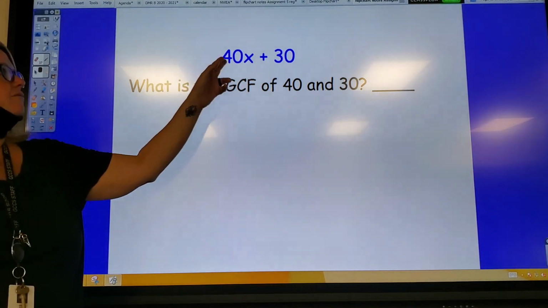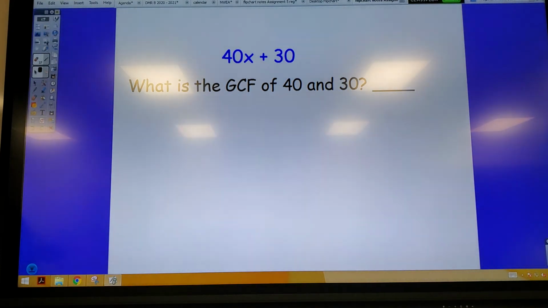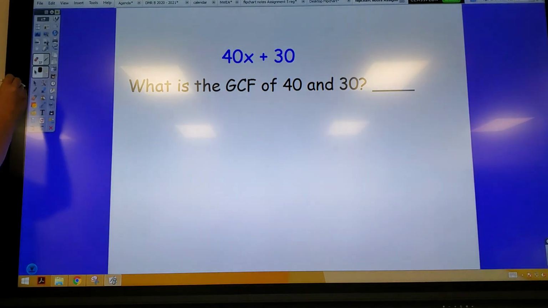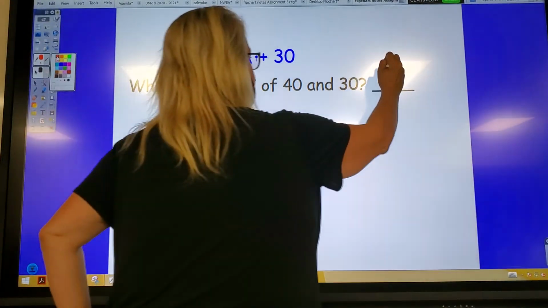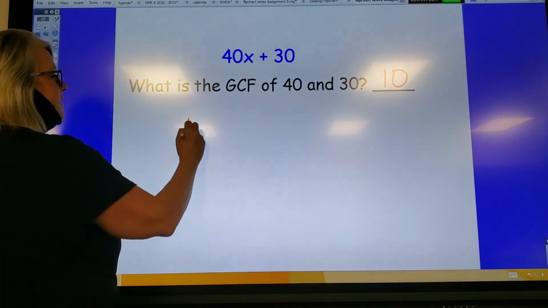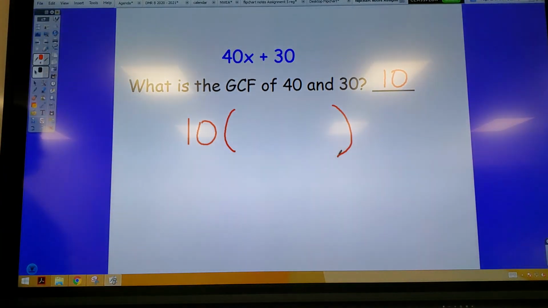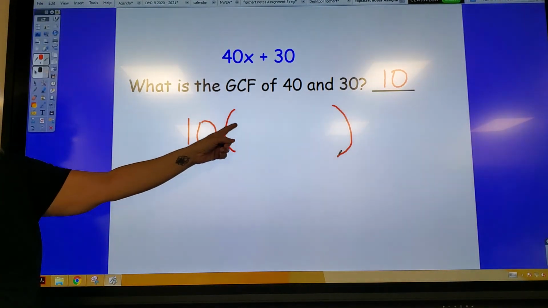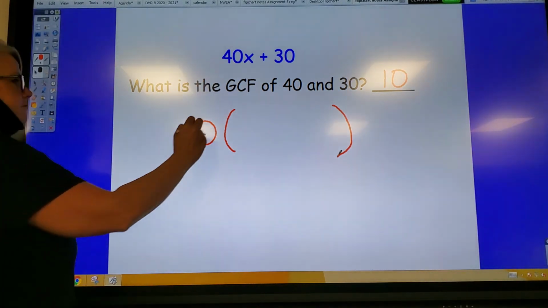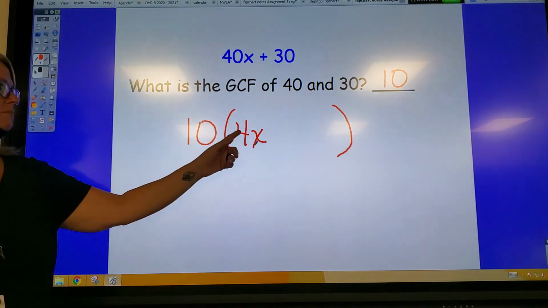All right, so let's see. Go ahead and write down 40x plus 30. And I want you to be thinking to yourself, the numbers 40 and 30, what is the GCF of 40 and 30? 10. Great. So my GCF is what is going to go on the outside of my parentheses. Okay? 10. So the first thing, 10 times what would give me 40x? 4x, right? We have to have the x with it. 10 times 4 is 40, so 10 times 4x is 40x.